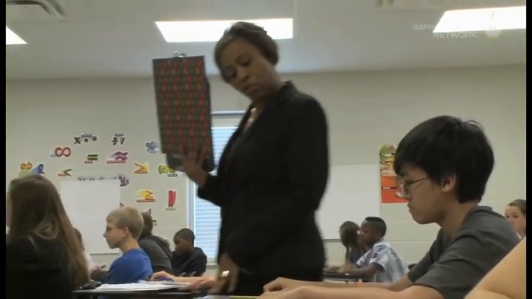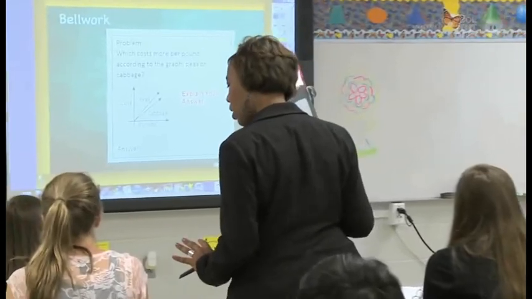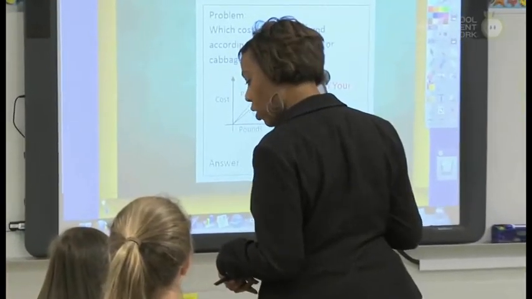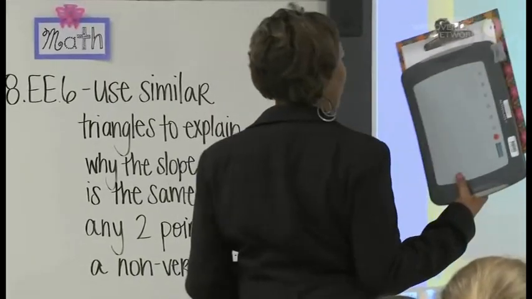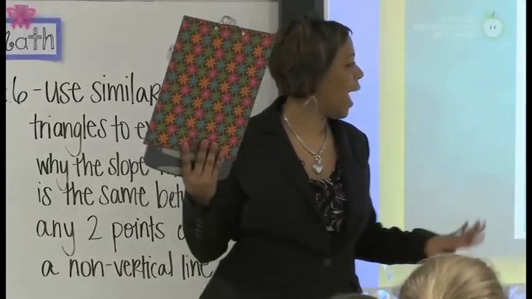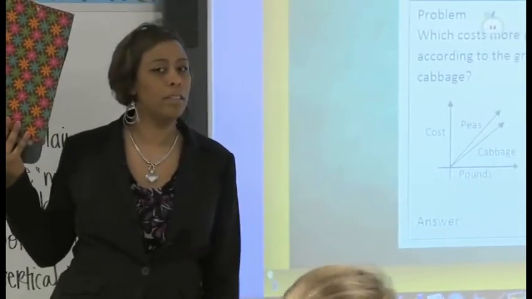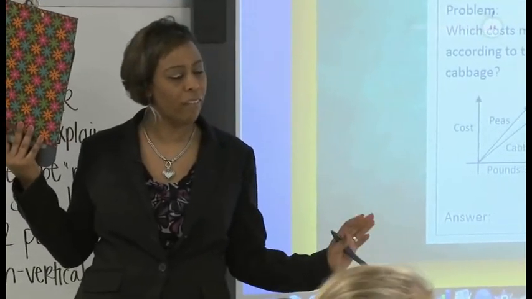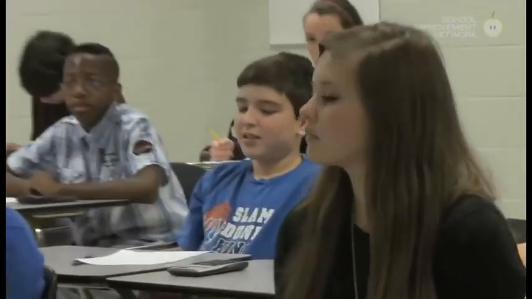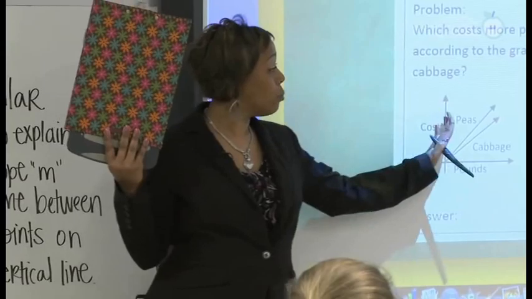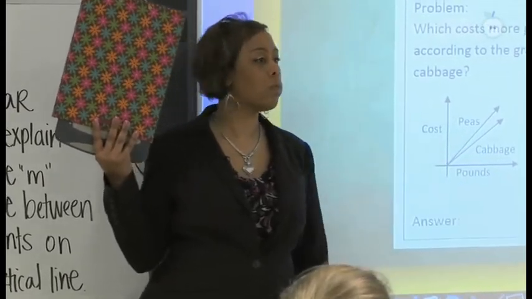Now I see several different answers, but that's okay, because I want you to be able to explain why you said what you said. How many think it's the cabbage that costs more per pound? It's okay, don't change your answers. And why did you say that, Parker? Why did you say that you thought the cabbage was more per pound? Because it's sloped more towards the cabbage than the peas on pounds. So it sloped more towards the pounds, is why you said that?